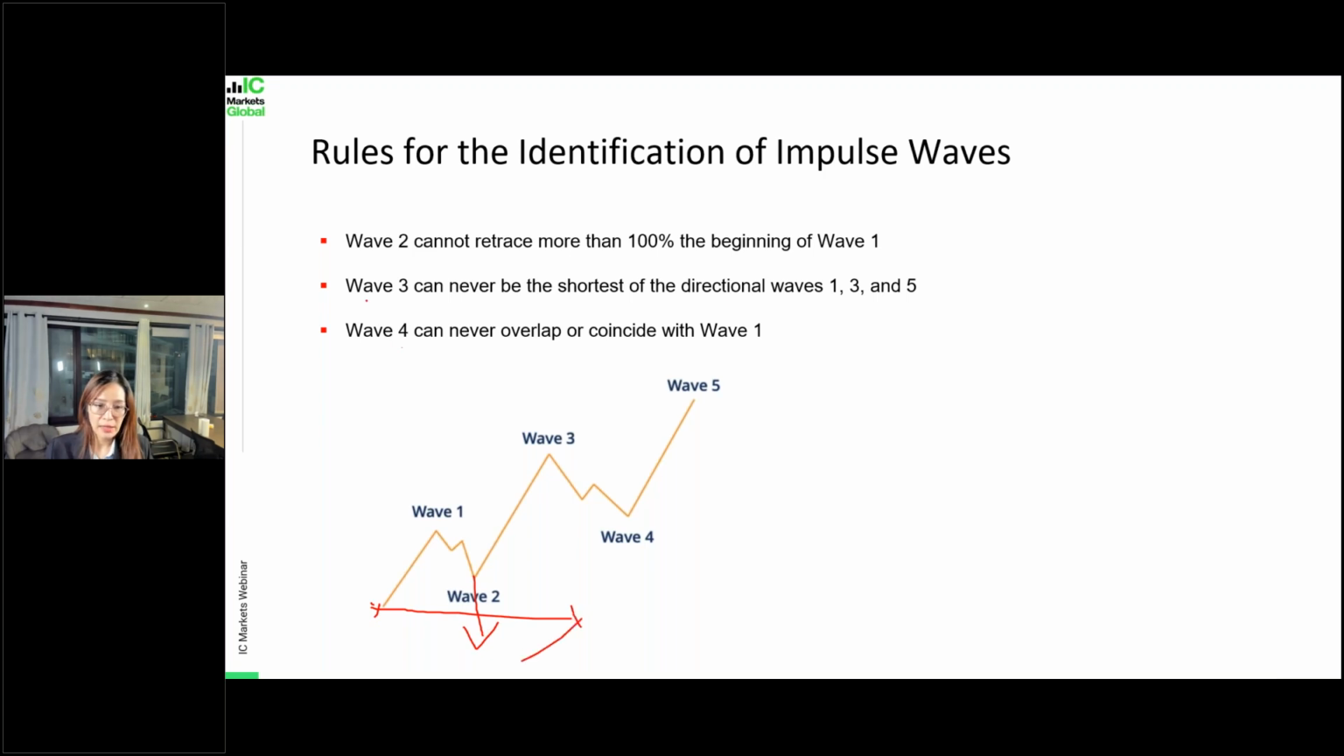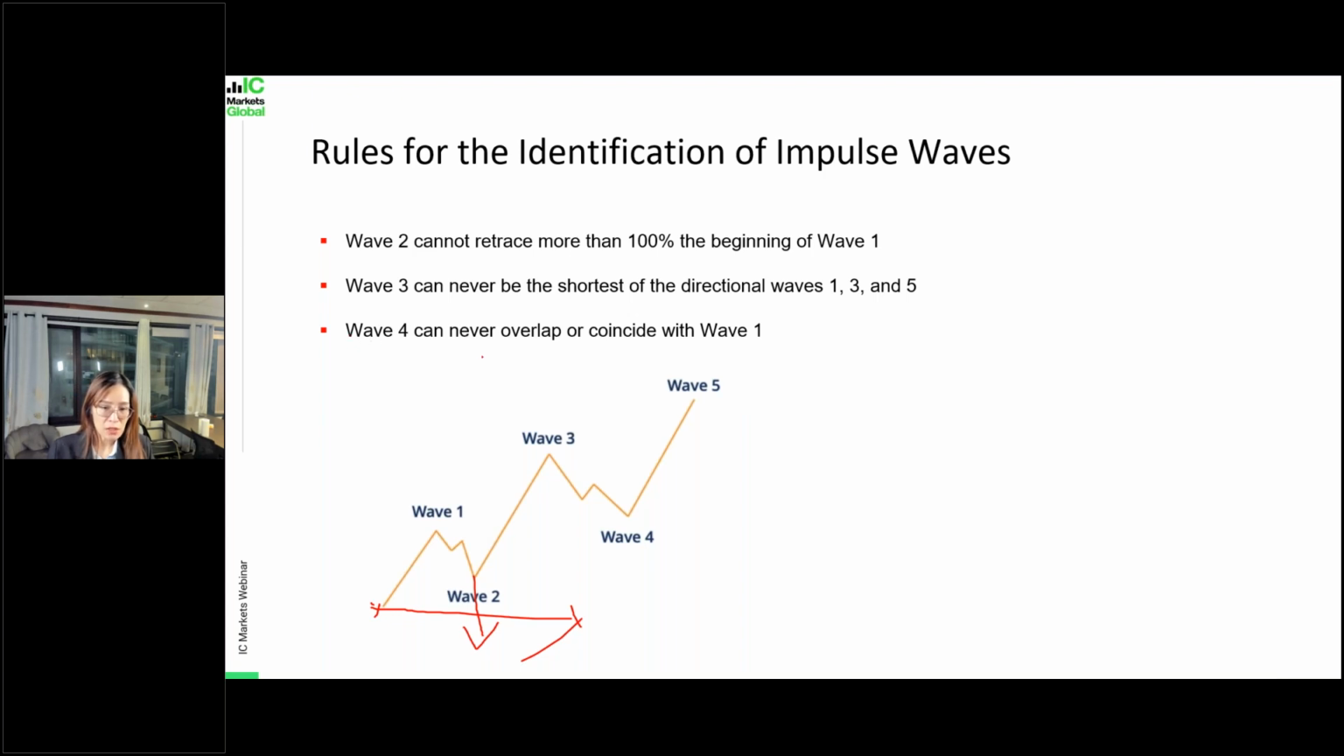And they say that wave 3 can never be the shortest of waves 1, 3, and 5, meaning that wave 3 cannot be the shortest. It can be shorter than wave 5, but cannot be shorter than wave 1. Okay, I believe you get what I mean, right?